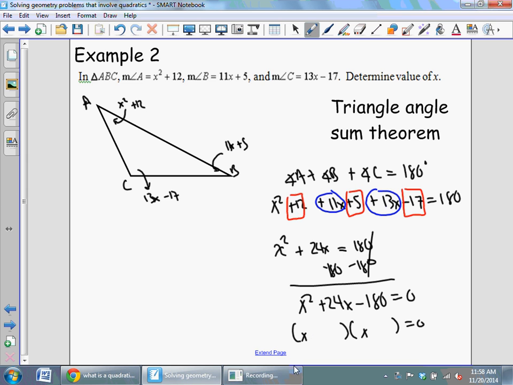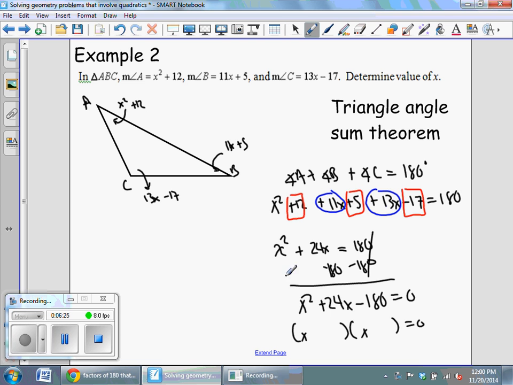So what would those numbers be? Think about that for a second, and I'll be back. So the factors would be 30 and 6.